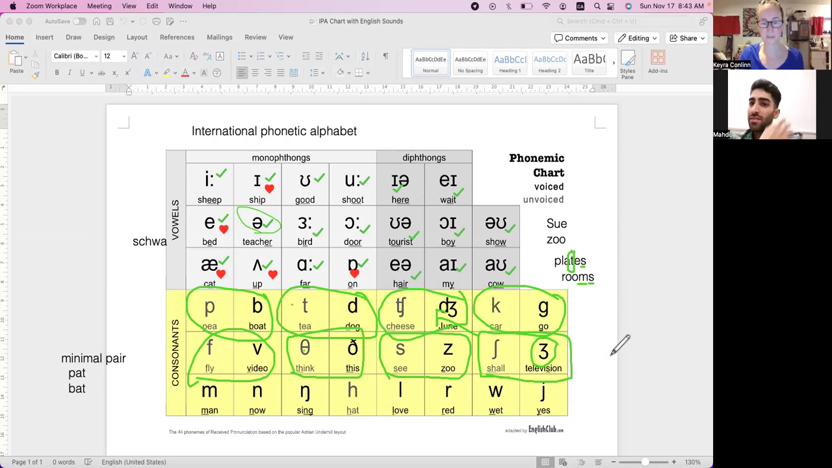Our final sounds aren't minimal pairs. These three have something in common: they're called nasals. They are used with your nose. There's a lot of vibration that comes in your nose when you make these sounds. When somebody is sounding like this, we say nasally. So, the three sounds.